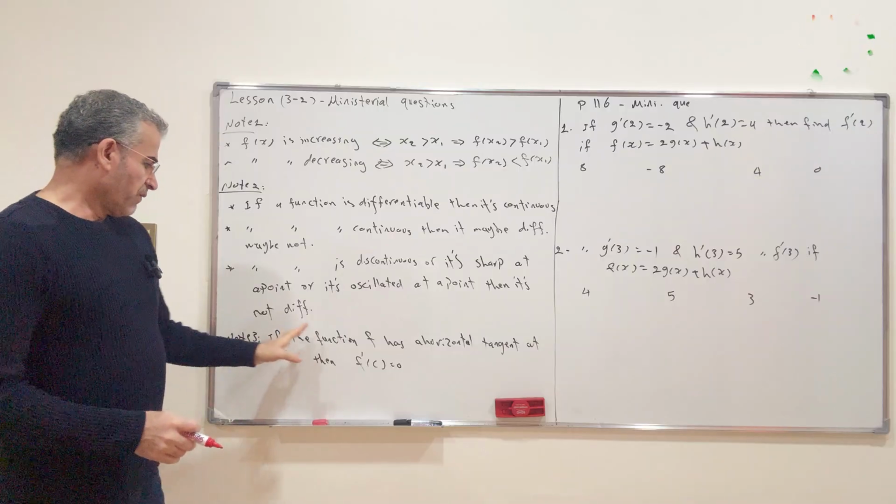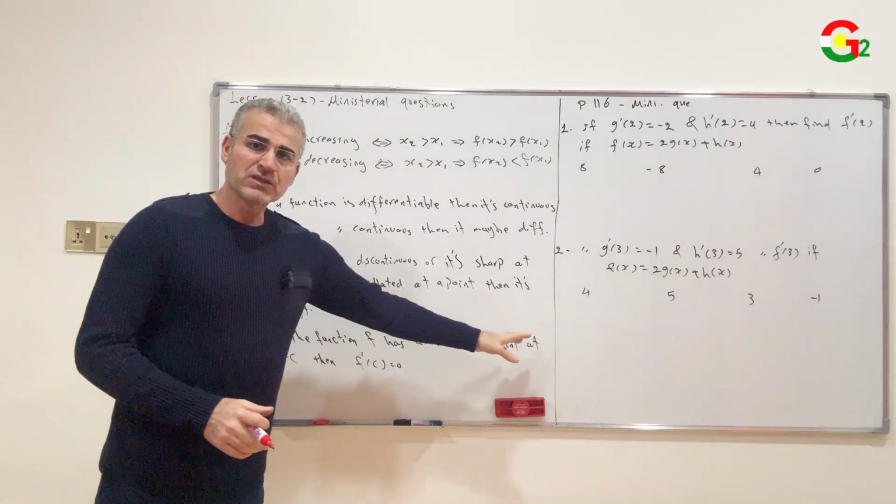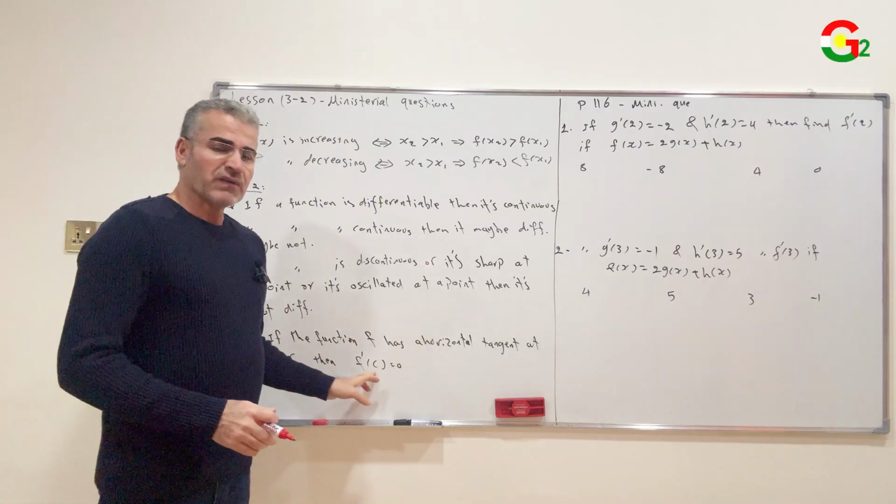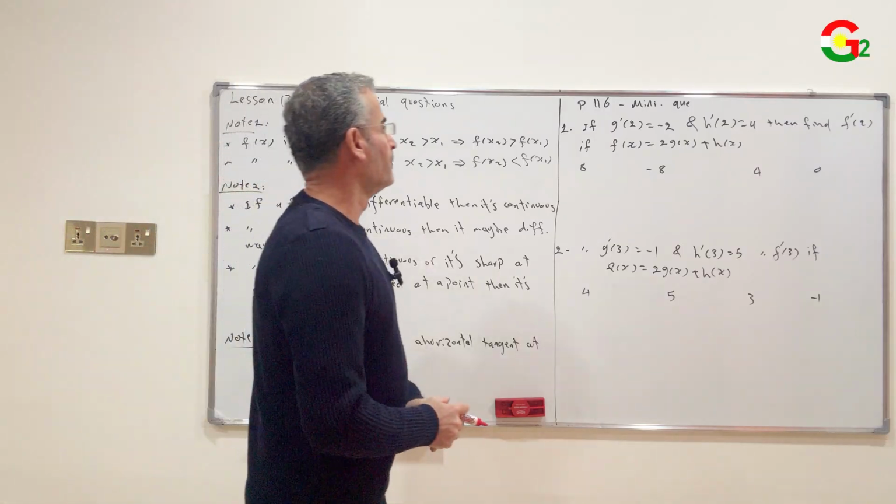Note 3: if the function f has a horizontal tangent line at a point x equals c, then its derivative at this point equals 0.